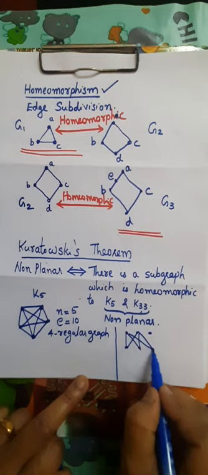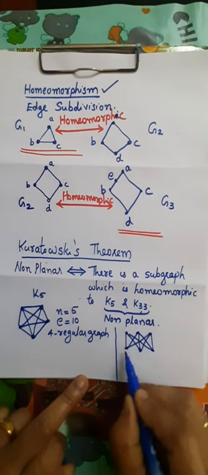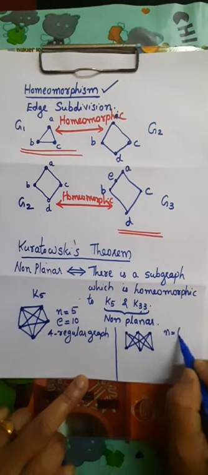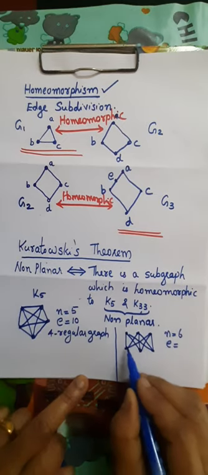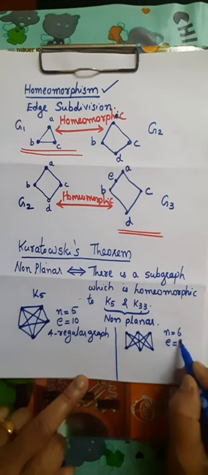This is K33. It is also a non-planar graph with 6 vertices. Number of vertices equal to 6. Number of edges is equal to 3 into 3. K33, number of edges equal to 9.